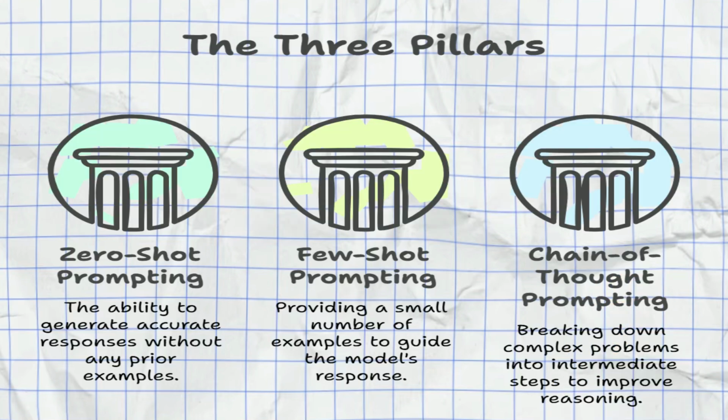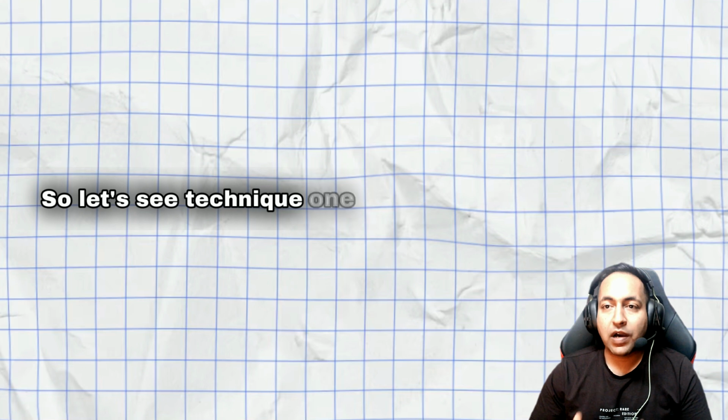Zero shot, few shot, and chain of thought prompting are the foundational techniques every practitioner needs to understand deeply. They are the vocabulary that all advanced techniques build on. More importantly, even as frontier models absorb some of these automatically, knowing them precisely tells you what the model is doing under the hood and when you still need to intervene. So let's see technique 1, that is zero shot prompting.